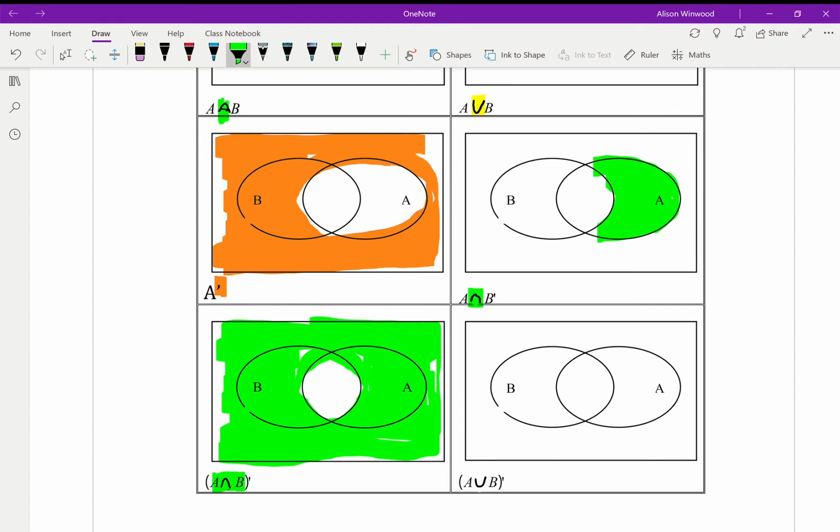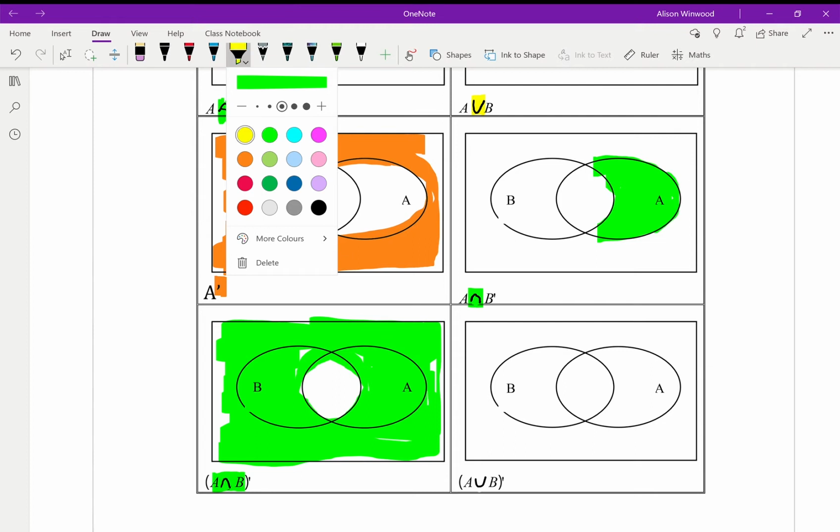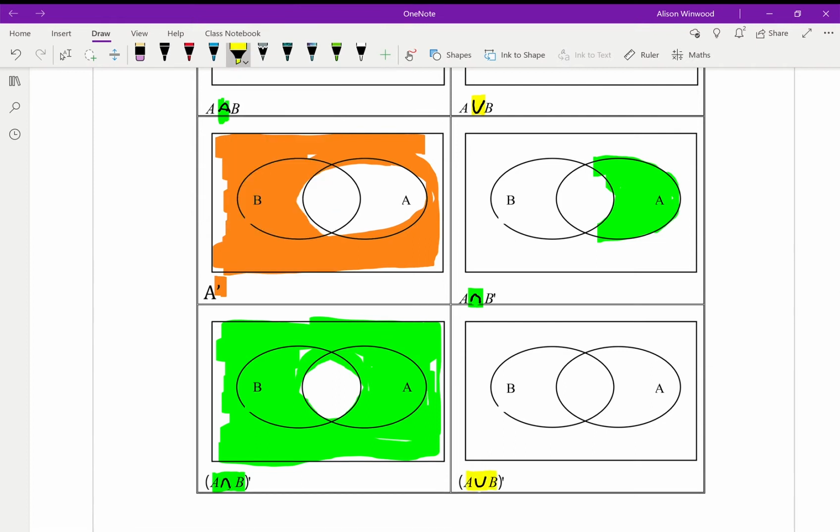Similarly, this next one, first of all I want to think about what A union B is, which is all of the A and B circles, and then apply the dash, which is everything on the outside of it. So it's everything on the outside of the two circles.